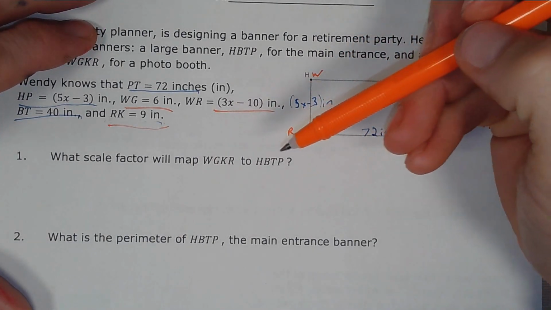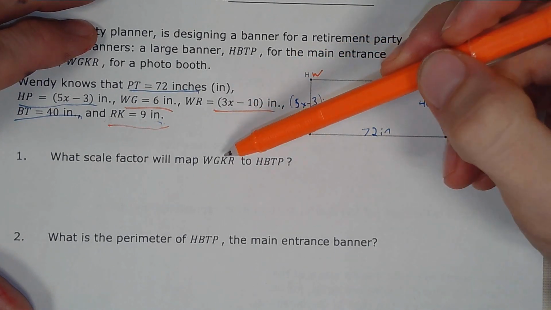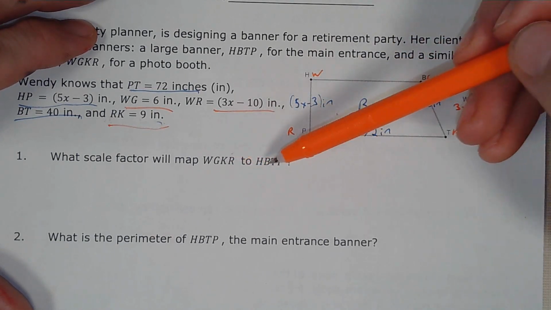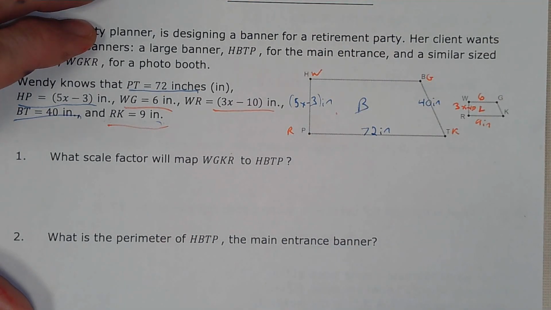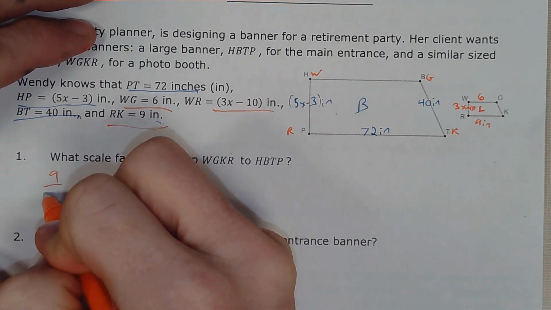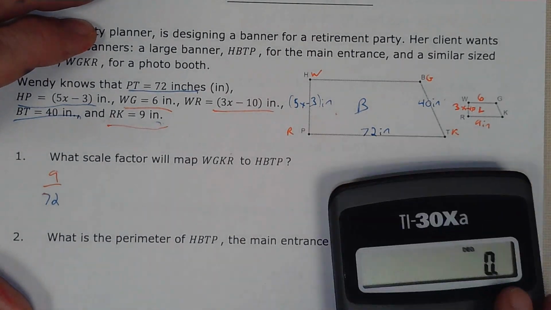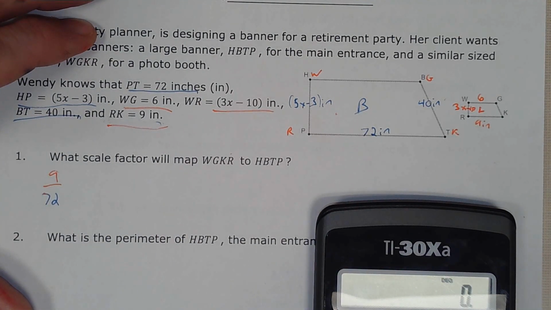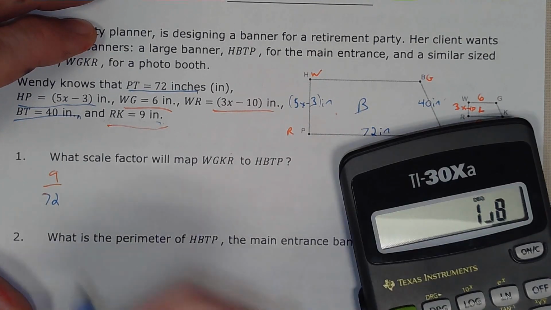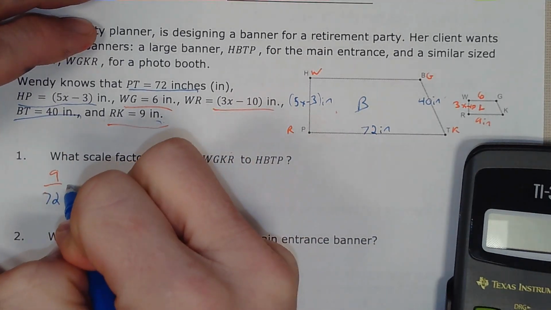This is asking what will map the little onto the big. Right, so we need the growth fraction. So the growth fraction is going to be 9 over 72. Right, so 9 divided by 72 equals 1/8. So, well, that's the little fraction.